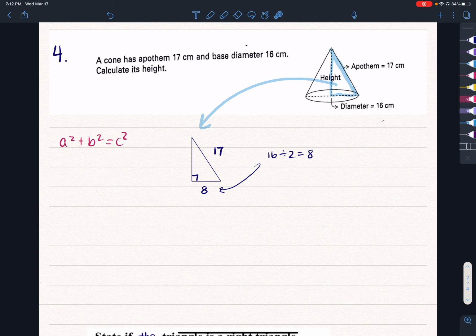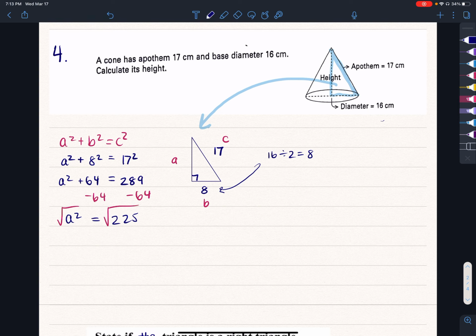So it's just standard: label our triangle. Across from the right angle, we have 17. That is C. This is A and B. And you solve as usual. So A squared plus 8 squared equals 17 squared, which is 289. And then we isolate. So we get A squared equals 225. And you should do a little bit of mental math here. Square root of 225 is 15. So that's our height.